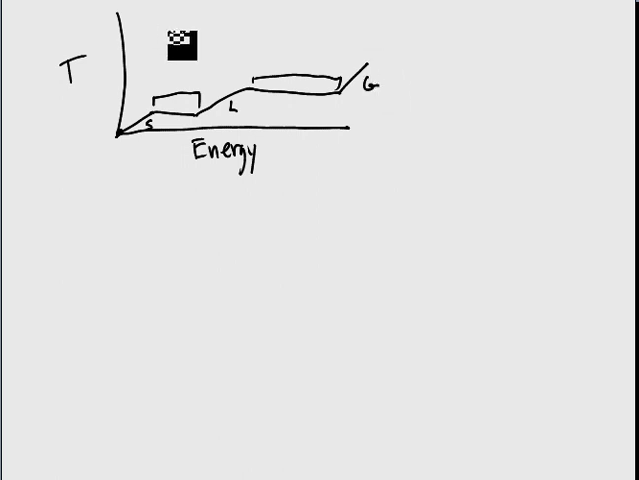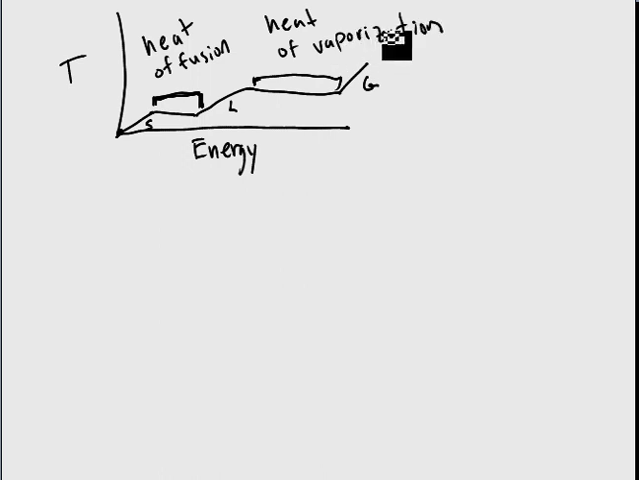The plateau between solid and liquid, or that amount of energy, is called the heat of fusion. So if we added up how much energy was added right here, that would be the heat of fusion. Likewise, for the liquid and gas, if we added up the energy, it would be called the heat of vaporization. My picture is pretty bad, but I did try to make the heat of vaporization larger than the heat of fusion. So let's think about what's happening here.